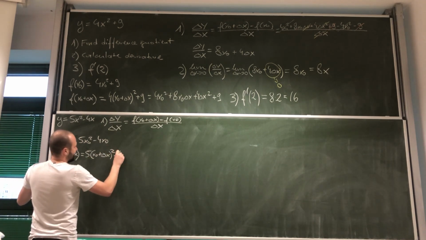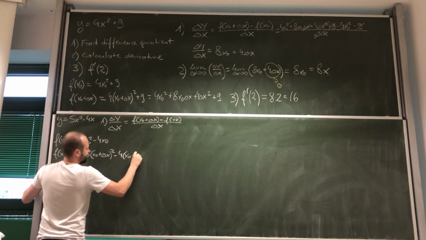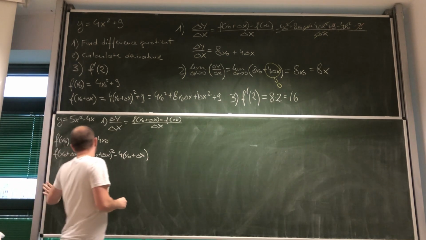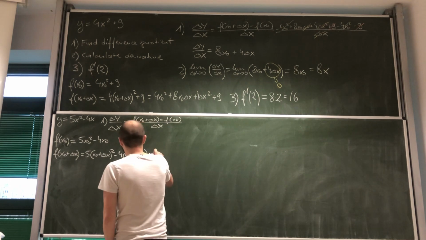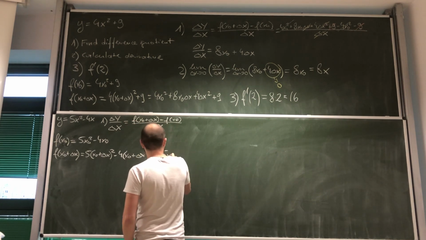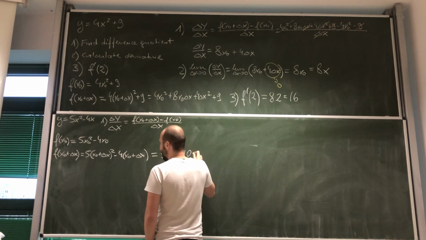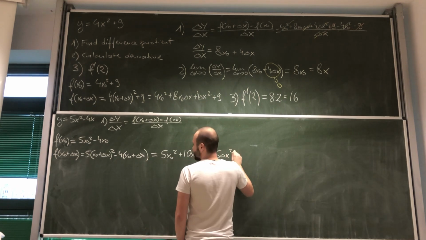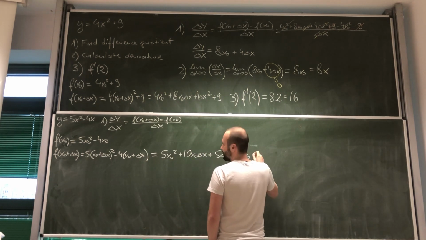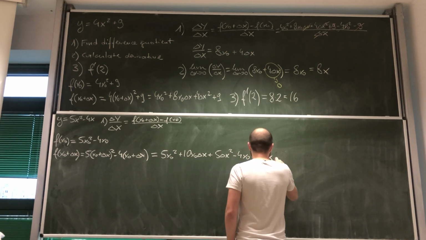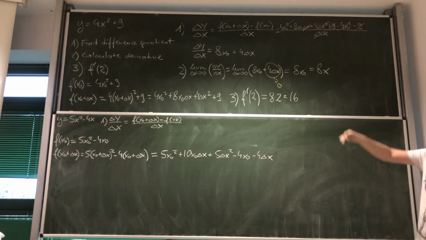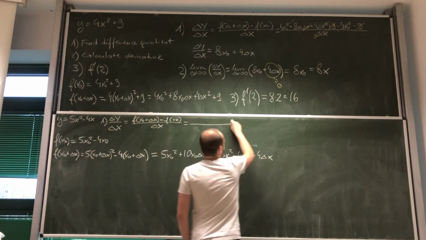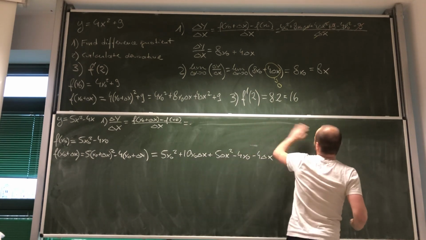So, minus 4 times x0 plus delta x. Okay, so again, we need to calculate this whole thing out. And we get 5x0 squared plus 10x0 delta x plus 5 delta x squared minus 4x0 minus 4 delta x. Now we can substitute those into the formula for the difference quotient. Okay, this is going to be a long one.